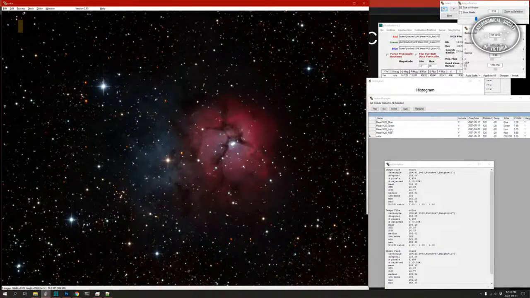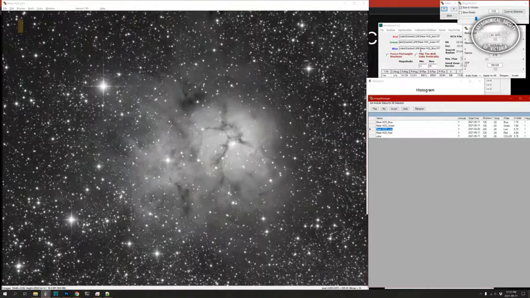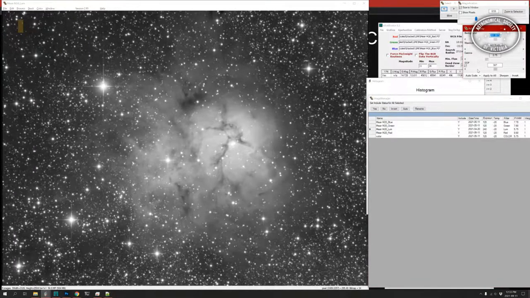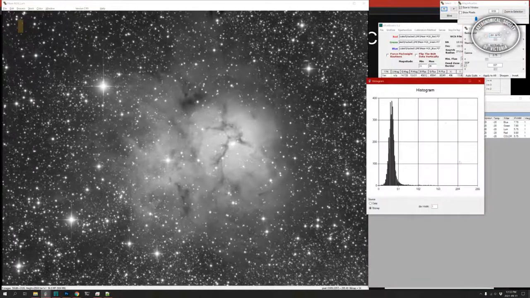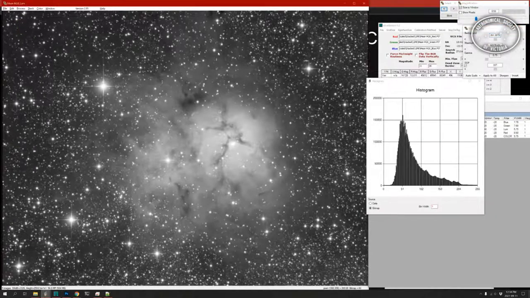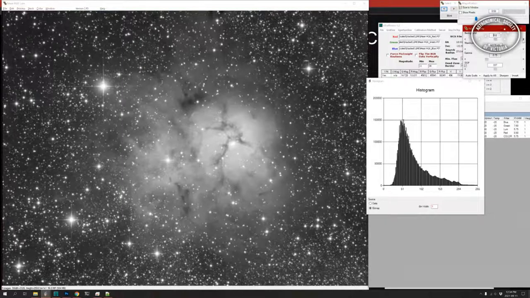Now, if I go back to the Loom, that's a little bit too bright, but I'm going to look at the histogram and unselect my little patch. So here's the histogram. I don't want to be cropping any shadows, so I don't want any counts down here at the zero end.